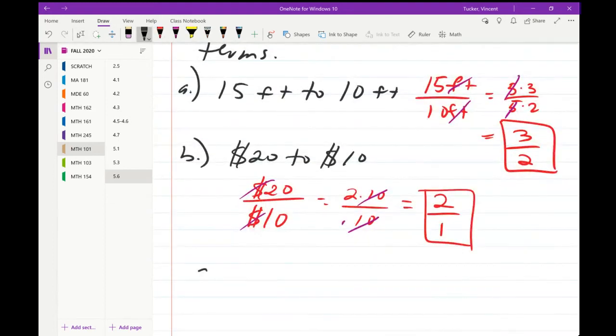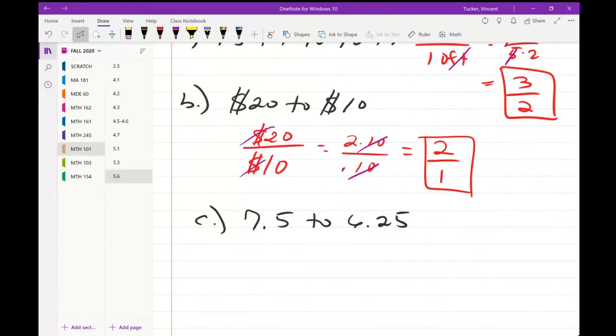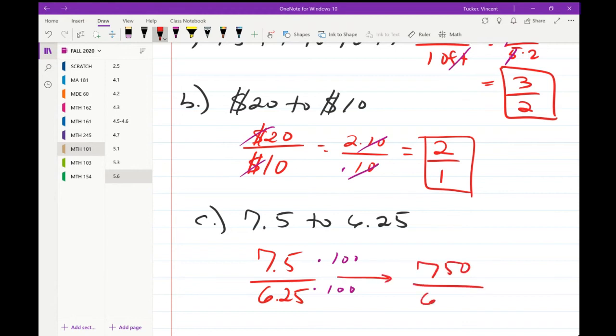Let's do this one. So if I have 7.5 to 6.25, right, that's 7.5 over 6.25. Now I want to get rid of these decimals. And because my largest decimal place is to the hundredths place, I'm going to multiply top and bottom by 100 to get rid of that decimal. So that would be 750 over 625.